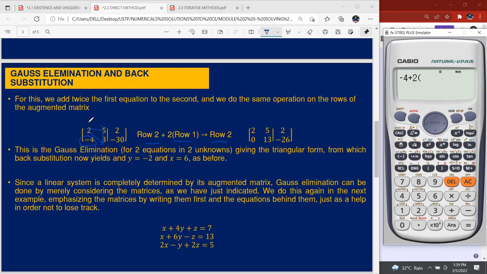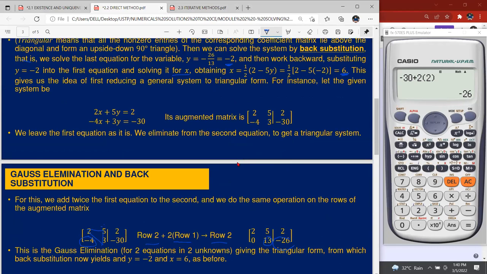So we have negative 4 plus 2 times unsa ang element sa row 1? 2 gyapon. So therefore equal to 0. Mao ni atong ibutang dire. Okay? So 0. Next, mao gyapon tong buhaton dire, row 2 plus 2 times row 1, to row 2. So we have 3. 3 plus 2 times 5 equal to 13. Right? 13. Next, we have negative 30 plus 2 times 2, and get negative 26. Okay? Then, ato na siyang negative 26 din.